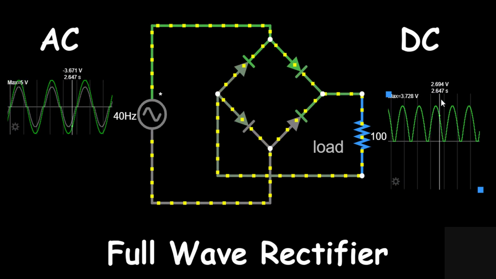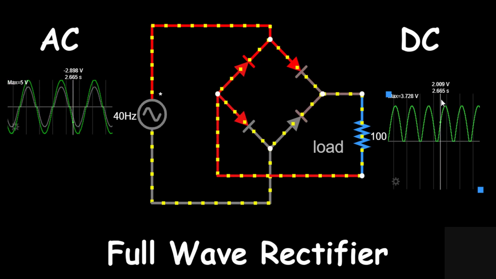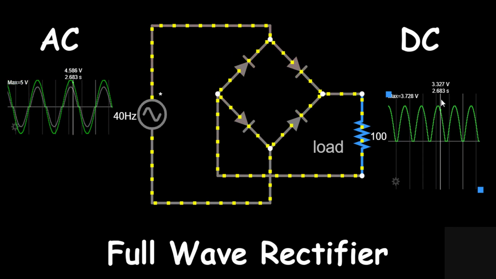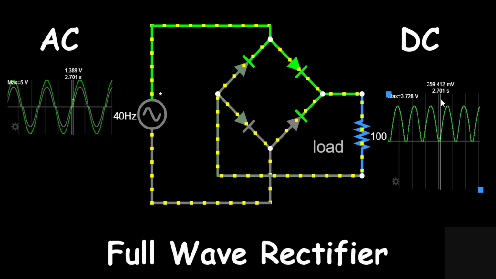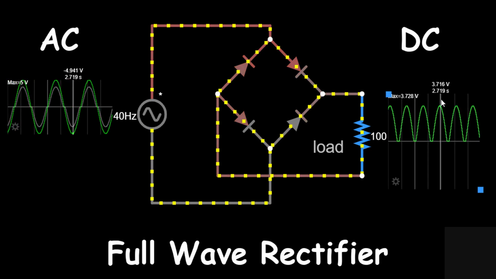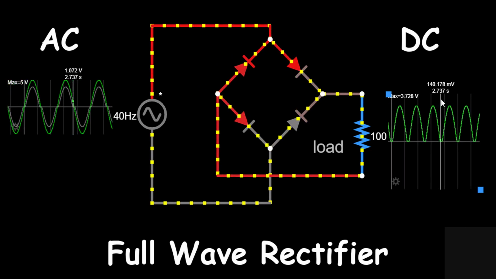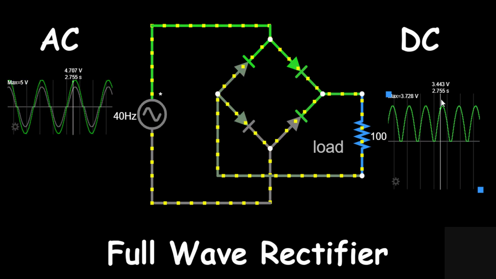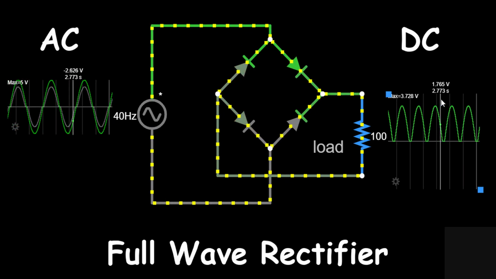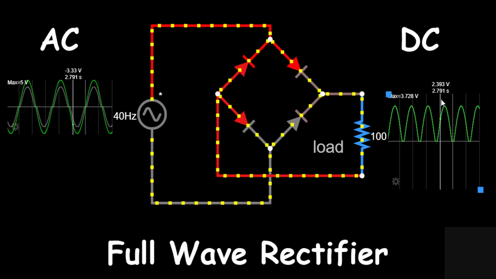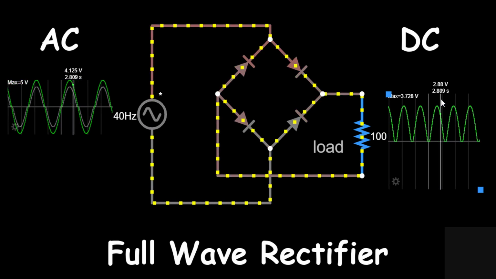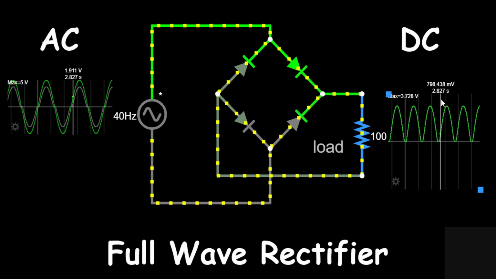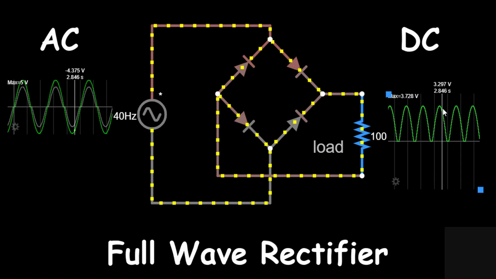Output waveform. The output across the load resistor is a pulsating DC voltage. Let's understand this waveform better. The output voltage pulsates because it reflects the positive halves of both the original positive and negative AC cycles. The frequency of the output waveform is double that of the input AC signal. Since our AC source is 40 Hz, the output frequency will be 80 Hz.